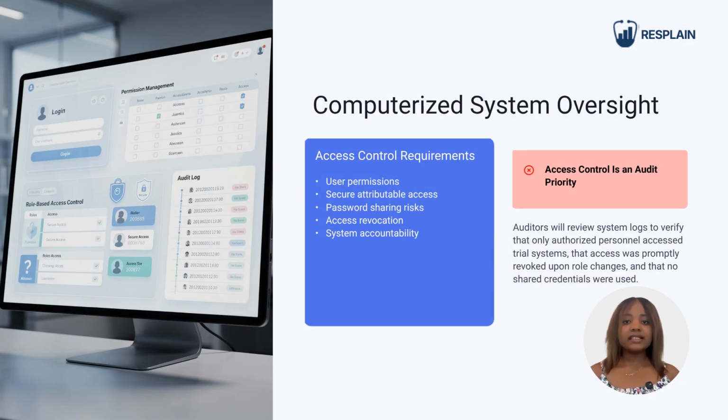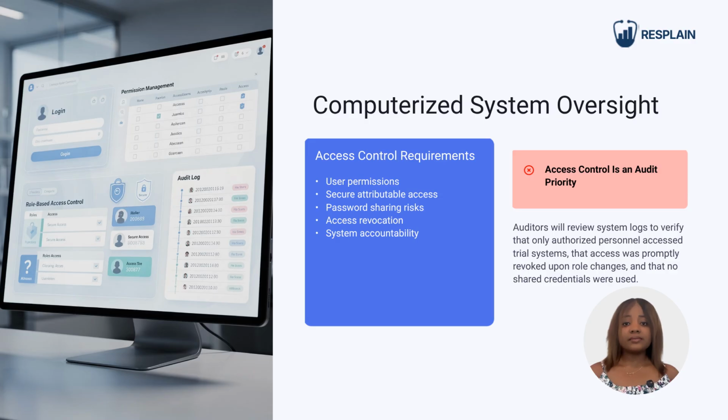Computerized systems oversight is deeply integrated throughout R3. The guidance includes expanded expectations around secure system access, user permissions, data protection, and management of computerized systems used within clinical trials. Auditors may review access management practices, permission assignments, inactive account handling, and security controls surrounding study systems. Password sharing, generic user accounts, or delayed access revocation may create major concerns regarding data integrity and accountability.